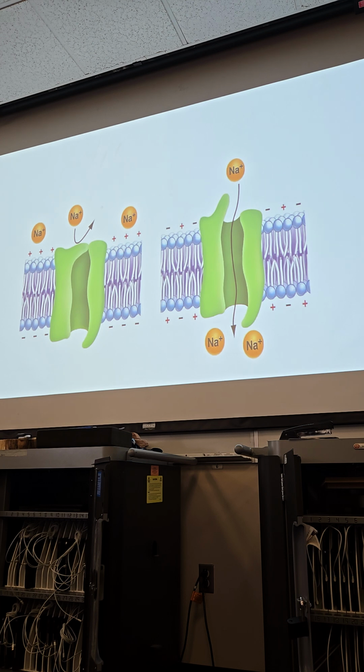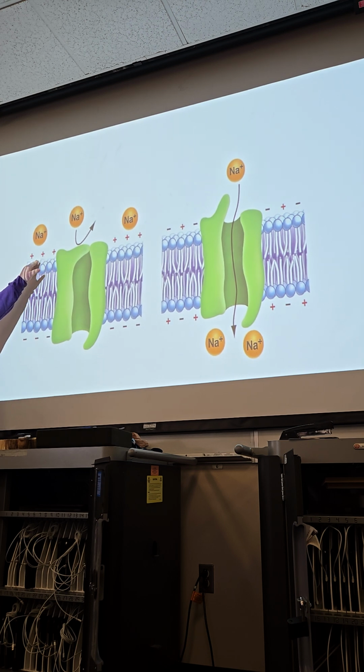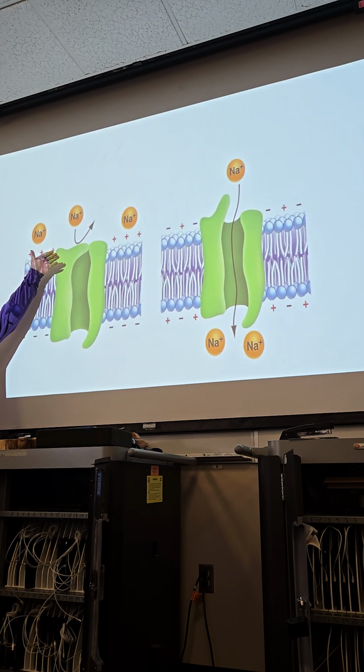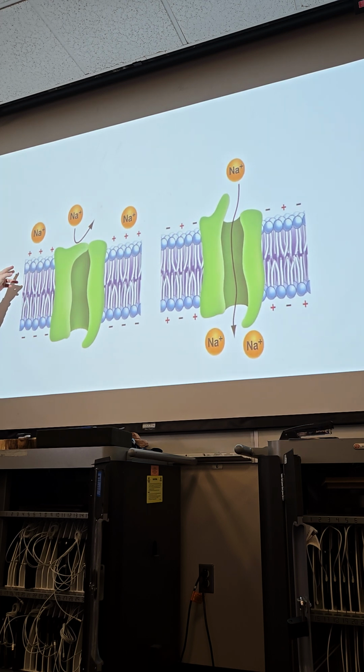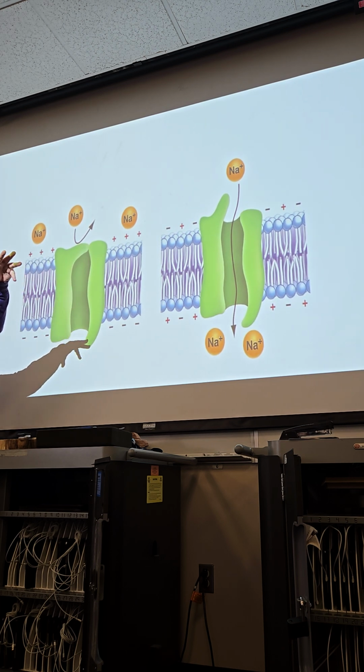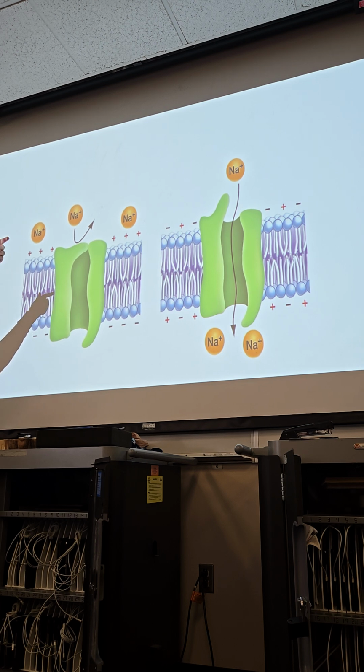So, for instance, if we have the voltage is positive, okay, this channel is going to be closed. Sodium will not be able to go across. But if I change the membrane's polarity, it will allow that gate to open and sodium will enter. It'll go through. Okay? And that will change the polarity even further. That will change the voltage.